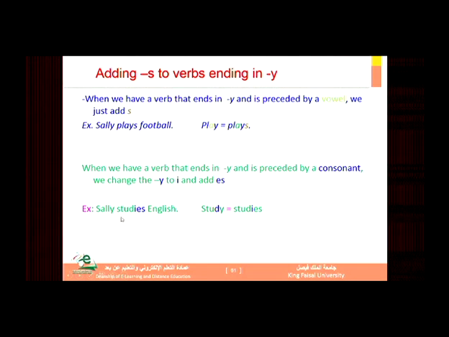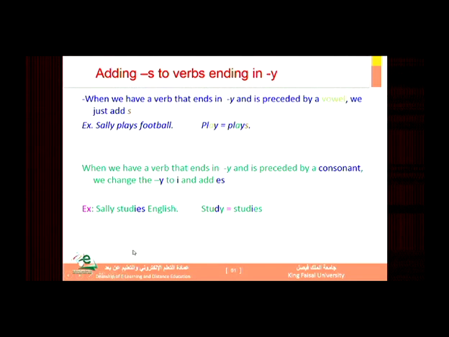Why did we change the y into ies? Because the word study is preceded by a consonant. The letter y is preceded by a consonant, which is the d sound. So we delete the y and replace it with i, then we add es.